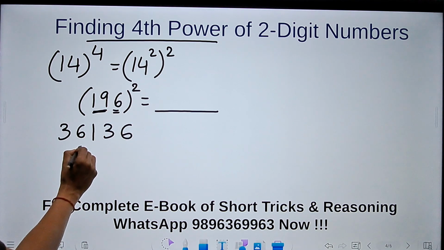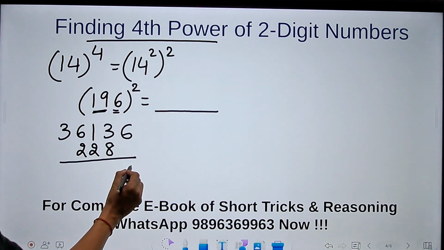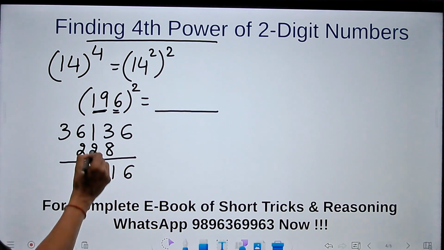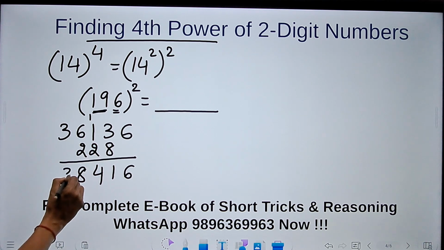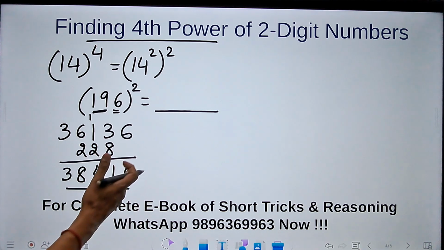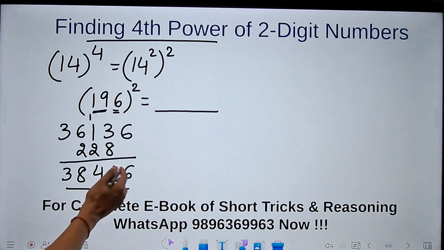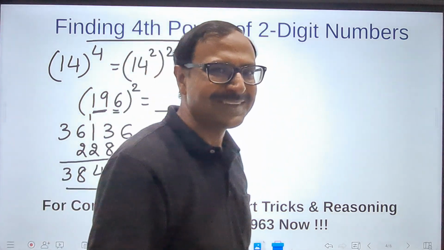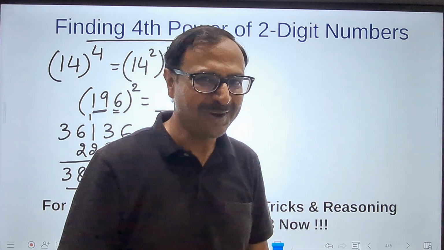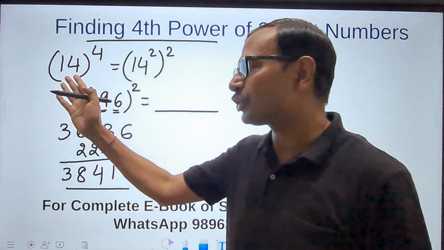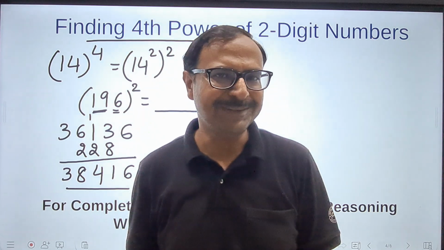And double of that is 228, which I will write here, and add vertically: 6, 11 means 1 carry, this is 4, and then this is 8, and this is 3. Now pick up the calculators again, friends. 14 raised to power 4, is that 38416? You are really going to be surprised, this is actually the fourth power of 14. So the squaring trick works wonders, right?